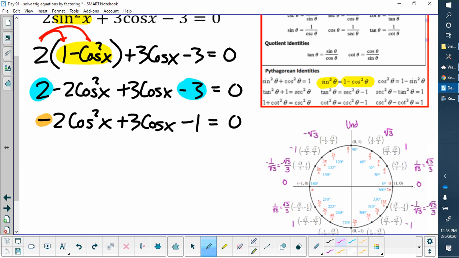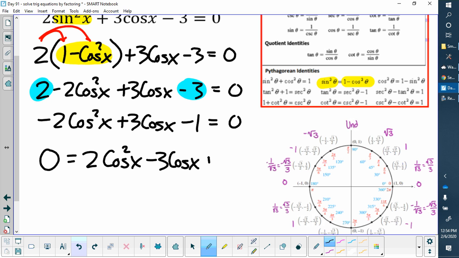For example, if I wanted to move this over, I would add 2 cosine squared of x to both sides. In fact, I'm going to move everything over to the right side of the equation. So basically, I'm trying to get to a point where the 0 is over here on the left. Technically, it would just change all these signs if I moved everything to the right side. Then it'll be something a little bit cleaner that I can factor. 2 cosine squared of x, now I have negative 3 cosine of x, I have positive 1.